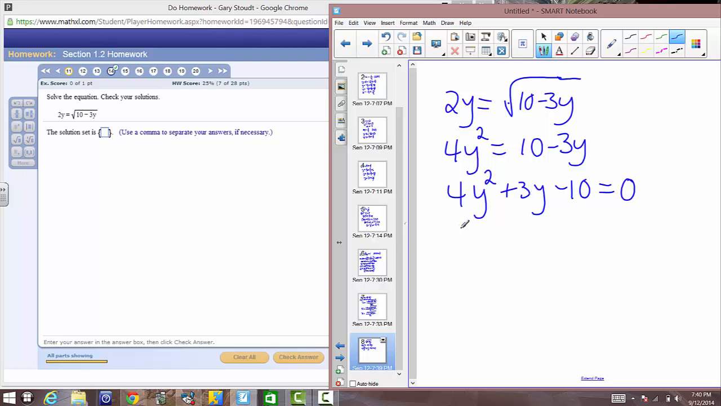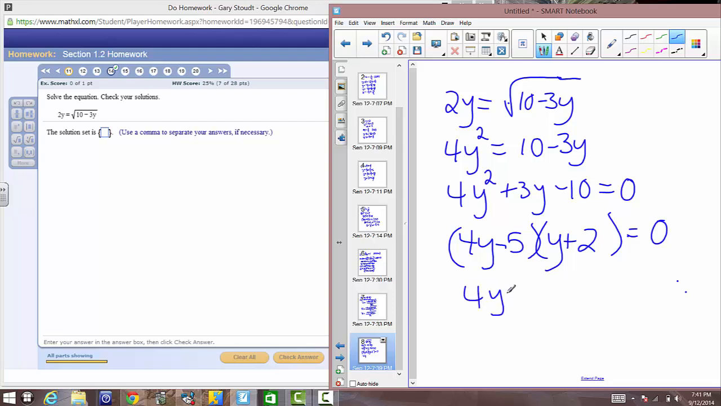So let's see if we can do this. So let's try 4y and y. I need to get 8 and 5, so I can get 8 and 5 with a 2 and a 5. Now I just need to work out the signs. I need to get positive 3, and so if I use 4 and plus 2, that gives me 8, and minus 5 is 3, and the 5 times the 2 with the negative sign gives me the negative 10.